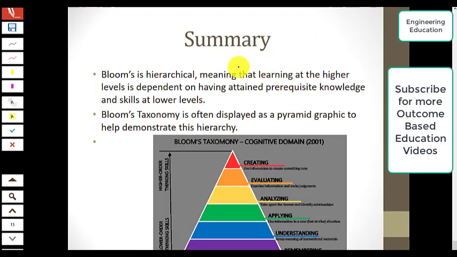Summary. Bloom's is hierarchical, meaning that learning at the higher level is dependent on having attained prerequisite knowledge and skills at lower levels. Bloom's taxonomy is often displayed as a pyramid graphic as shown to help demonstrate this hierarchy. So this is all about Bloom's taxonomy.